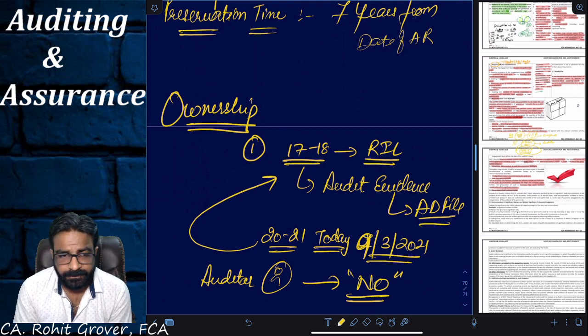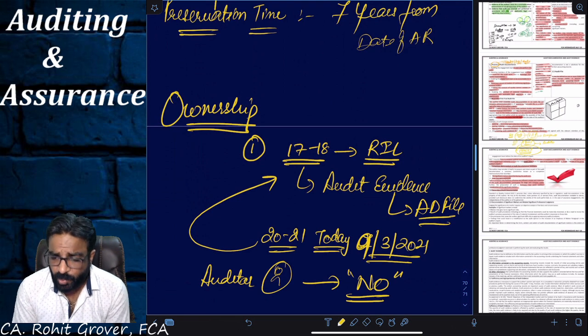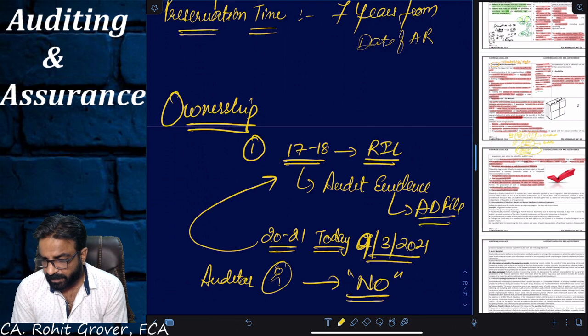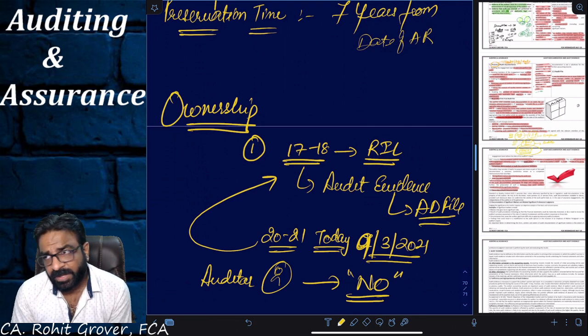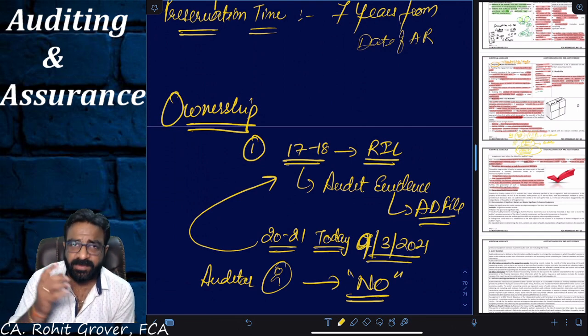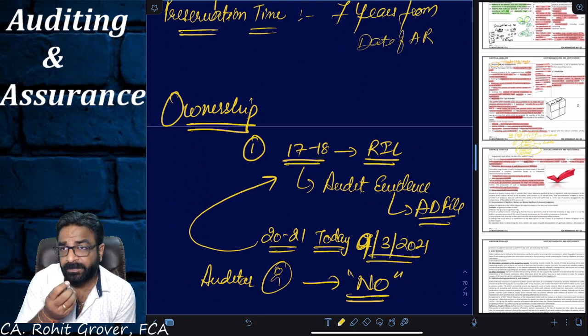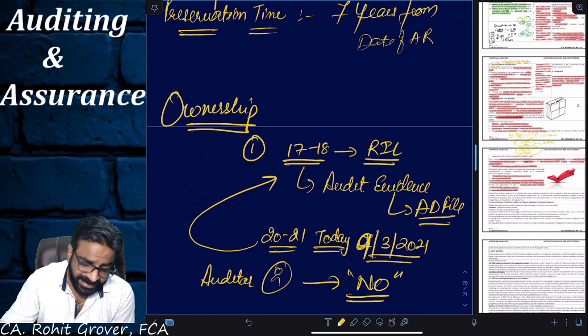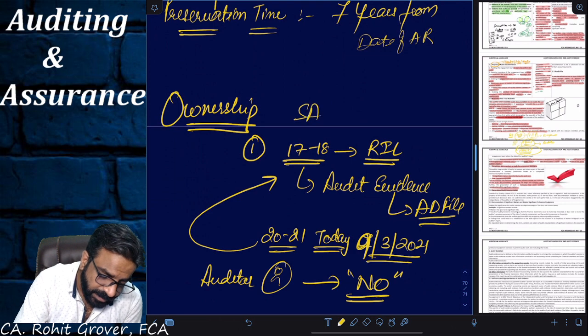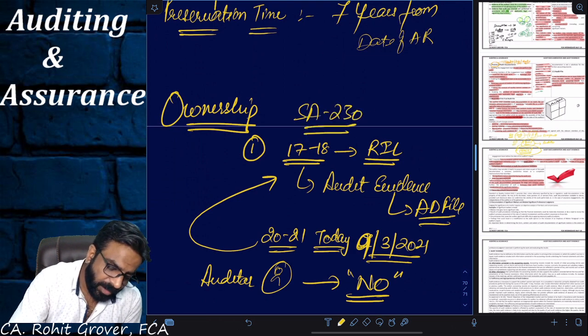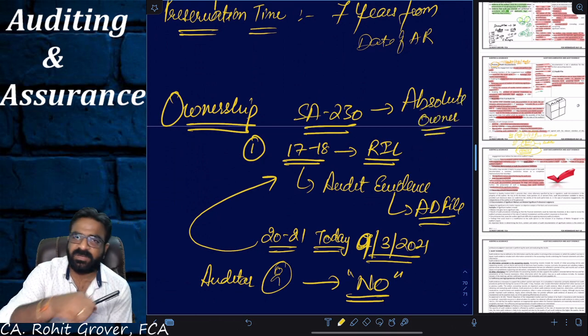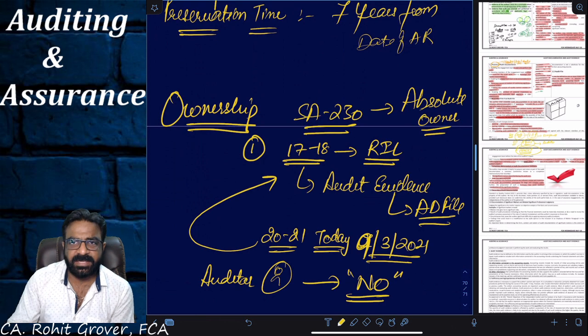Yes or no? So my question is very simple. Sir, who has collected this audit evidence? Auditor. But from whom? From the client. But whose hard work was it, everyone? Auditor's hard work. So SA-230 simply says that the auditor is an absolute owner of these audit working papers, irrespective of the fact that from where he is collecting.